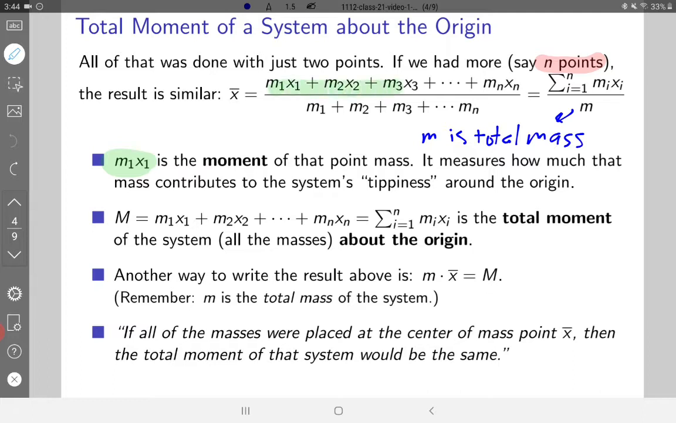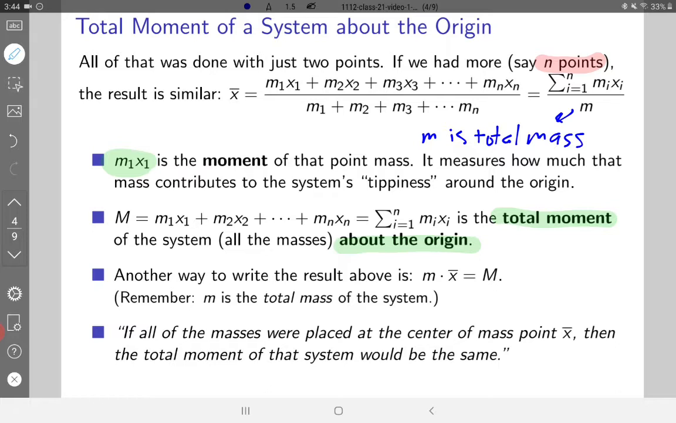So what you see up there in the numerator is the sum of all of the individual moments. It's the total moment of the system. And just to remind ourselves that we're measuring everything around x equals 0 along this number line, we're going to say it's the total moment of the system about the origin, or across the origin, or around the origin. That's telling us that we're measuring the tippiness around that specified central point where x equals 0.